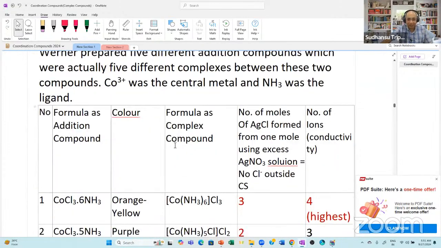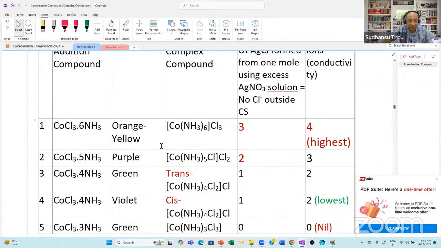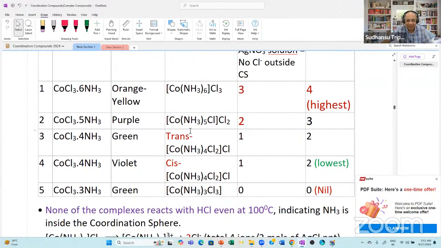Werner's theory you have already done. Now you just write down, I forgot the colors, it's not possible to memorize the colors. The first one is orange yellow. You can write it just below the first compound. The second one was purple. The third one, the cis and trans: cis was violet, trans was green.